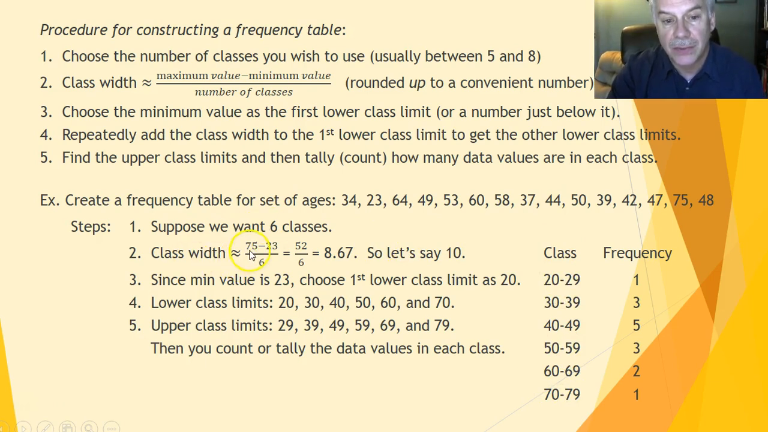All right, so the highest value is 75. If you look at this data set, 75 is your highest value. 23 is the lowest value. So 75 minus 23, that's 52. And then you wanted 6 classes, so you divide 52 by 6, and that comes out to about 8.67.